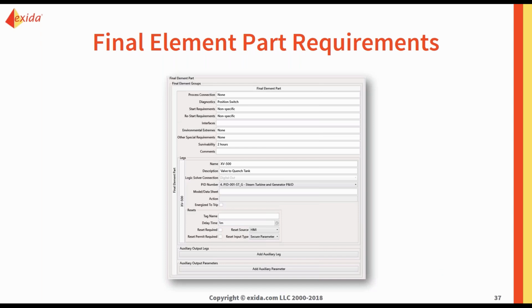And same goes for the final element. So this looks a lot like the sensor information filled in. You have process connection diagnostics, start and restart requirements, interfaces, environmental extremes, other requirements, survivability. We like to put in comments fields for you whenever we feel like it applies. Then we have the leg information, any resets, and again, you can input auxiliary output legs and auxiliary output parameters here.